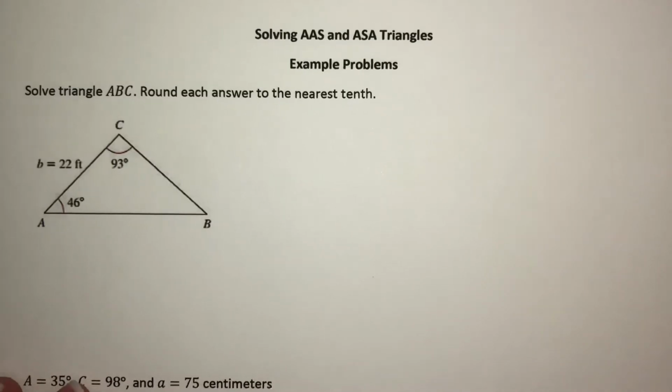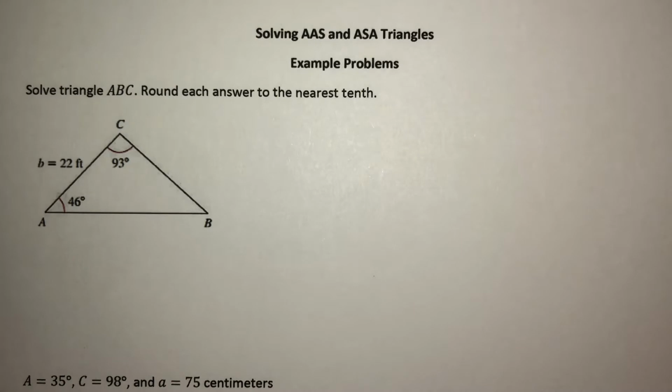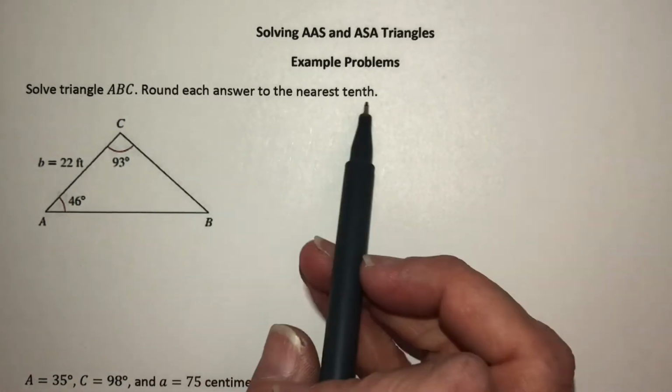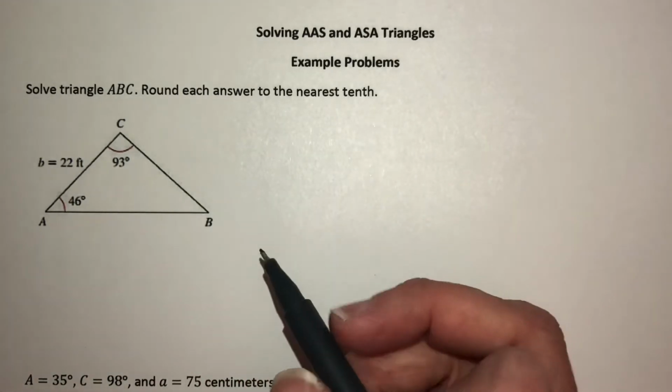This is part 3 of section 6.2. We are going to solve AAS and ASA triangles. This is case 1 where we have one solution. We want to solve these triangles, which means the same thing it did in the previous section. We want to find all 3 angles and all 3 sides. In this case, we are being asked to round to the nearest tenth.